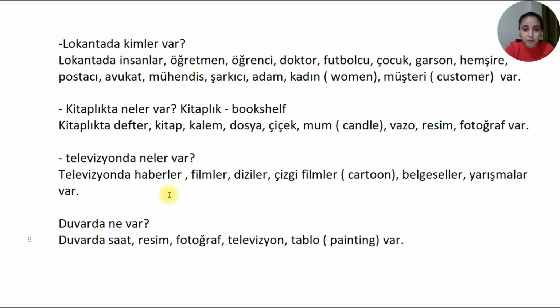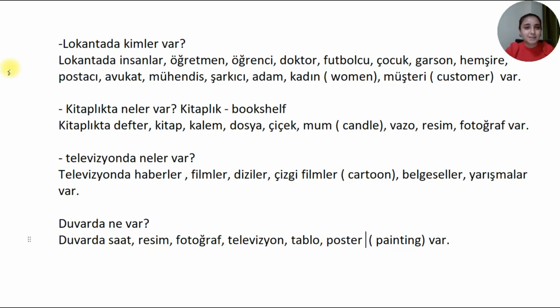If you say picture, if you say resim, I won't think that somebody made it by hand as a painter. But when you say tablo, I will think that it is probably a handmade painting, and some painters did this tablo painting. Duvarda saat, resim, fotoğraf, televizyon, tablo var. And also we can say maybe poster. Poster, we say. Poster var.